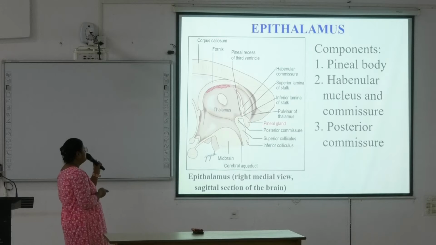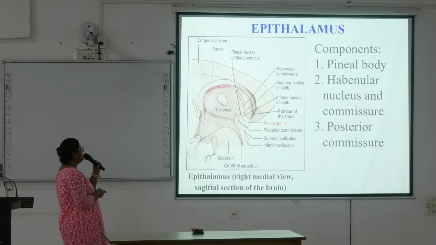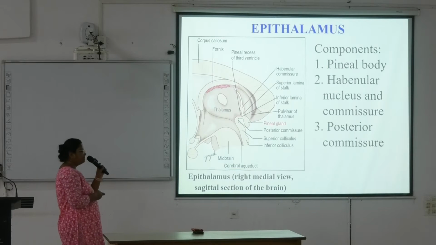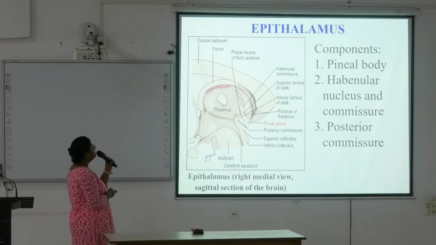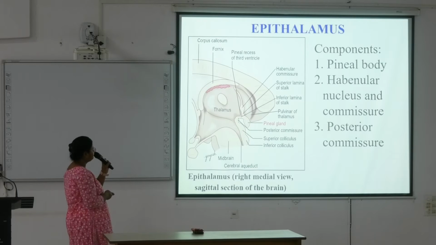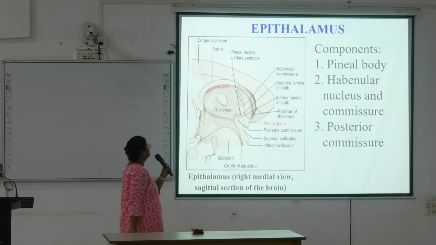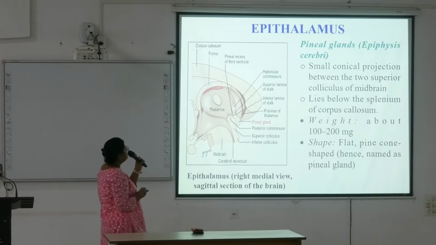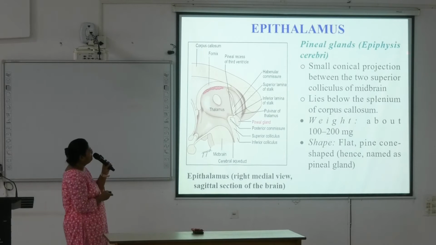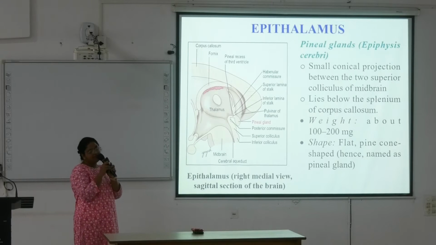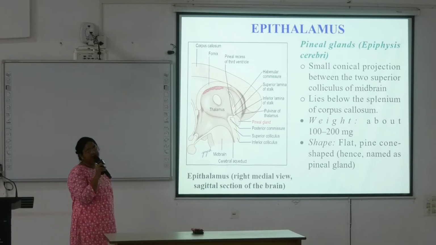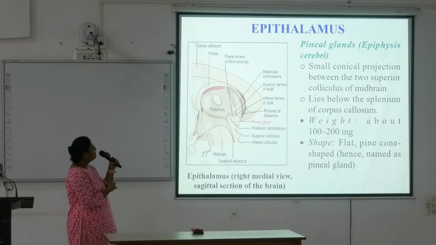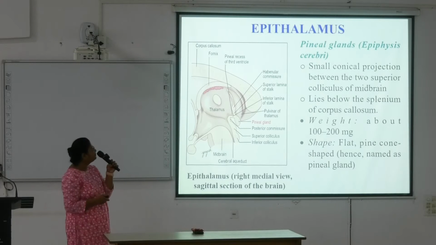Here is pineal gland. It has two stalks, superior lamina of the stalk and inferior lamina of the stalk. Within the superior lamina lies this habenular commissure. Within the inferior lamina lies this posterior commissure. Okay. Next. So first we will discuss the pineal glands or epiphysis cerebri. This comes as a short note. Pineal gland or also epithalamus can come as a short note. Most commonly this pineal gland comes as a short note.